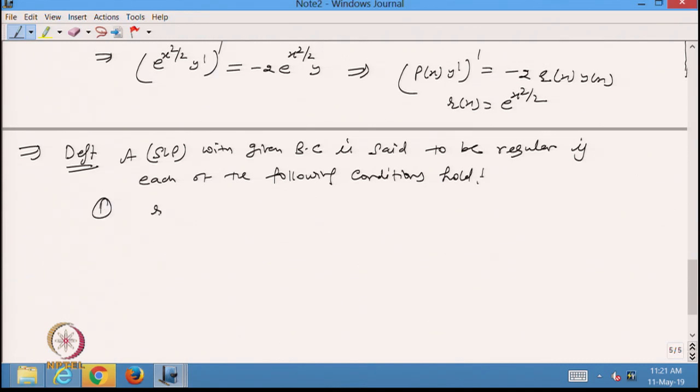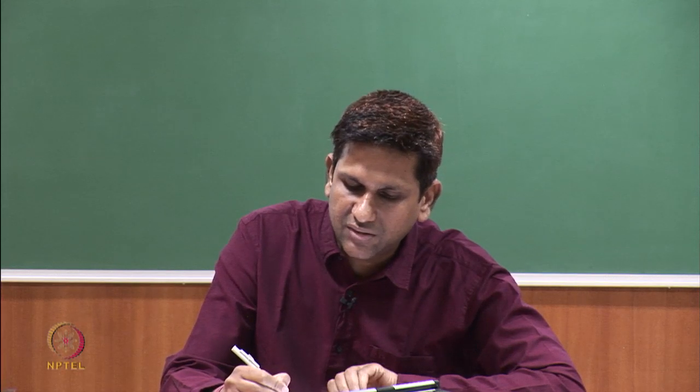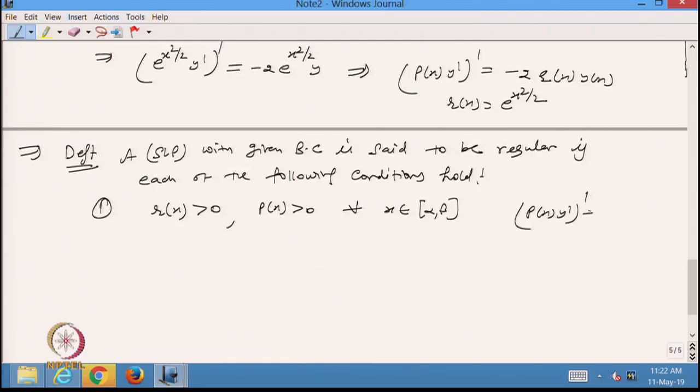The first condition is that my function r(x) should be positive. In the previous case it was the exponential function, and if I solve this equation, so my p(x) is positive for all x belonging to (alpha, beta). p(x) is the coefficient of y'' in the form (p(x) y')' + q(x) y = -lambda r(x) y(x). So, this is the form we are taking.